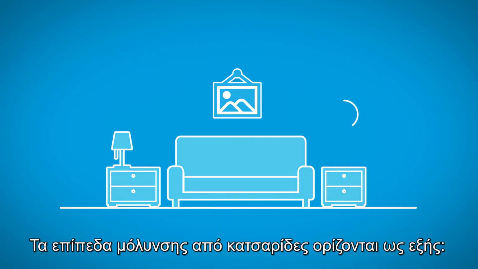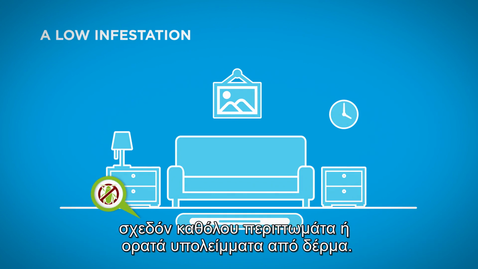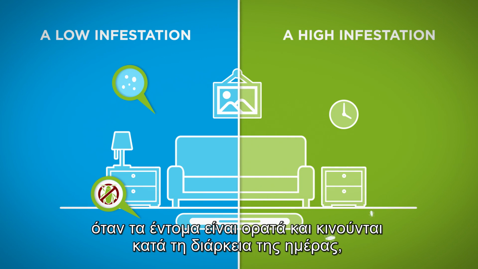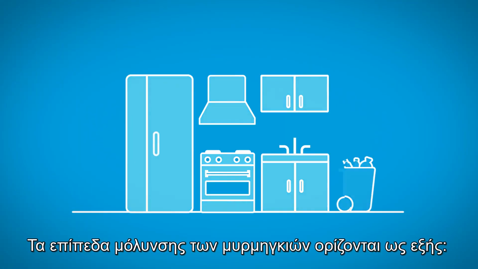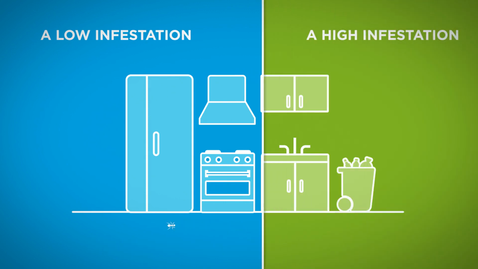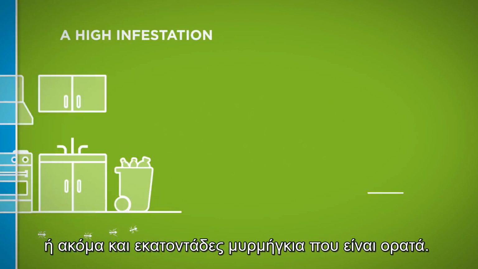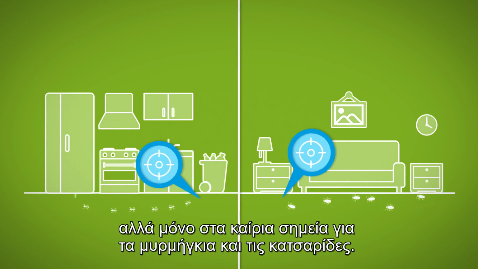The cockroach infestation levels are defined as a low infestation of cockroaches where there are no insects, hardly any spots of feces or shed skins visible, a high infestation of cockroaches where even living insects are visible during the day, there are lots of feces spots and shed skins are visible. The ant infestation levels are defined as a low infestation of ants where only a few single ants are visible, a high infestation of ants where busy ant trails with dozens or even hundreds of ants are visible. Do not apply equally everywhere in the room, but only at the ant and cockroach hotspots.